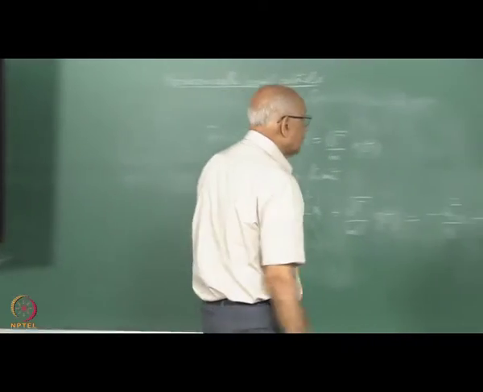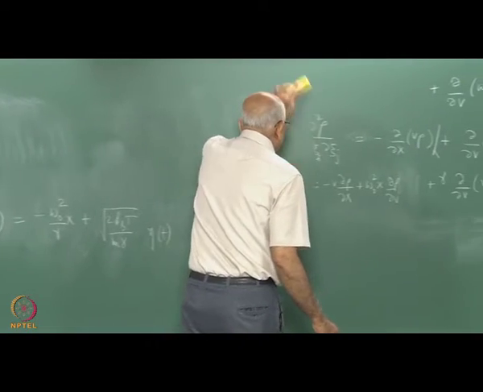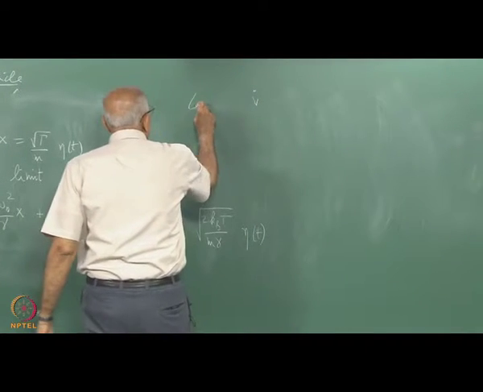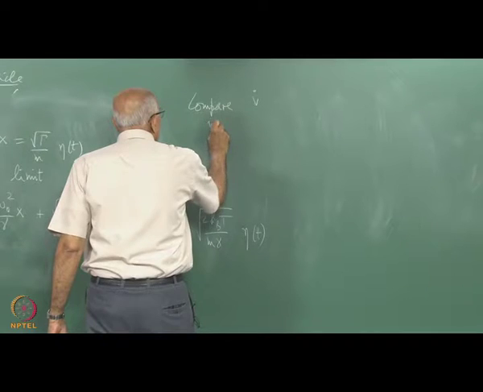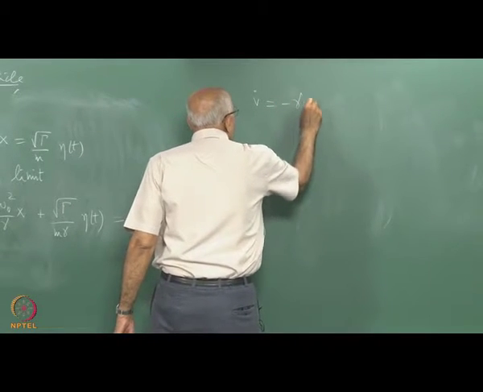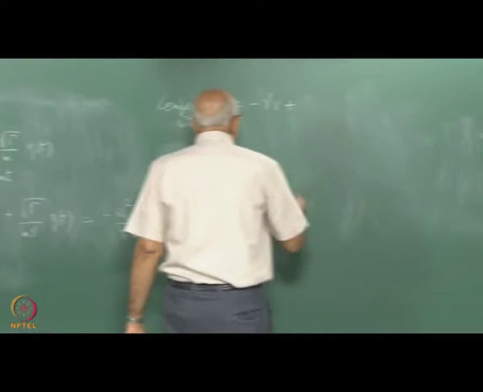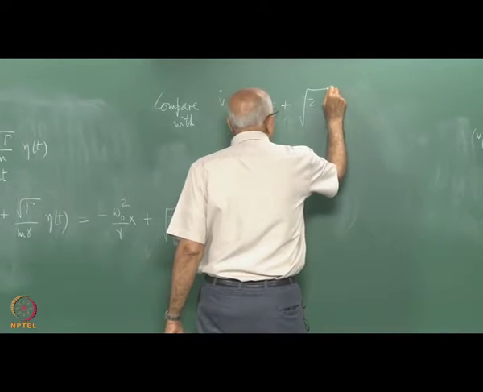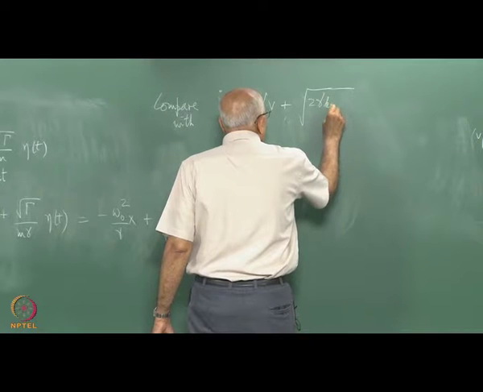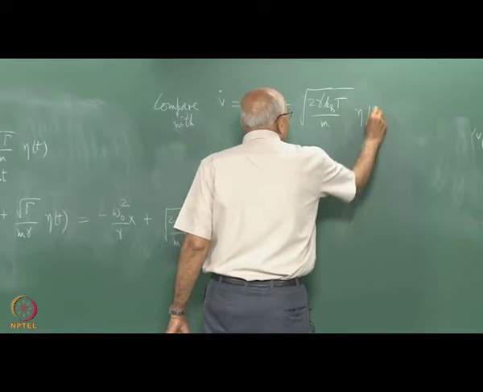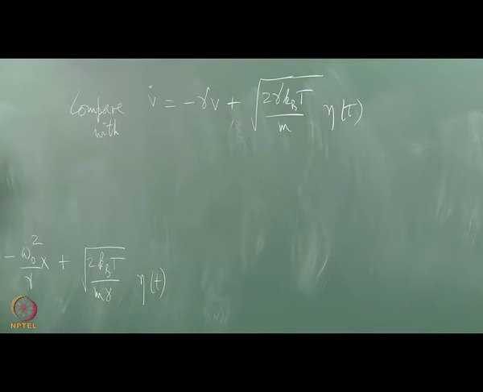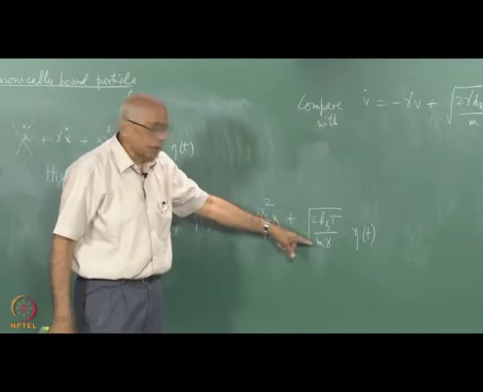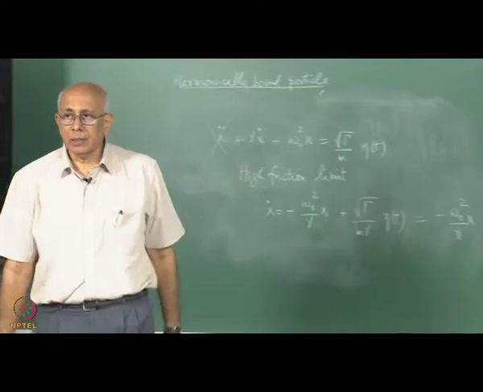Compare this with the Langevin equation for the velocity for a free particle. What did we get? We found that v dot equal to minus gamma v plus square root of gamma over m eta of t, that was equal to square root of 2 gamma k Boltzmann T over m eta of t. Compare with that. So apart from this gamma here being replaced by omega naught squared over gamma, and this constant changing to this other constant, it was exactly the same in structure, right.